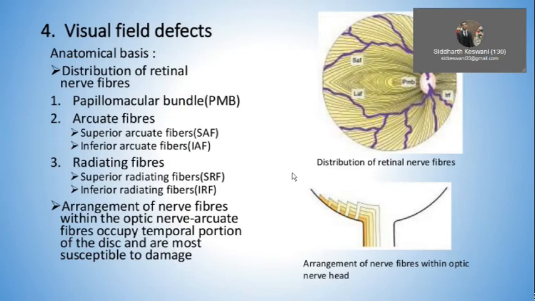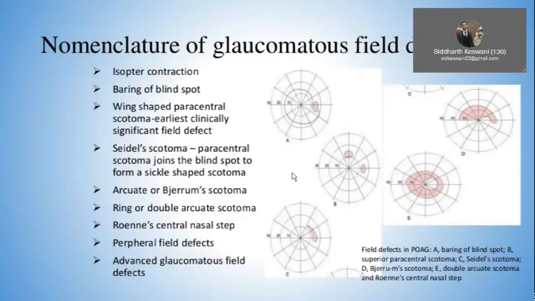Okay, this is something about the nomenclature of the glaucomatous field defects. As I told you, there are various visual field defects. You need to go into detail on this, but you just need to know that there is baring of the blind spot, isoptic contraction, arcuate scotoma, and ring scotoma. Then we have advanced glaucomatous field defects. We have the Seidel scotoma, a paracentral scotoma which joins the blind spot to form a sickle shaped scotoma. Then we have the wing shaped paracentral scotoma.